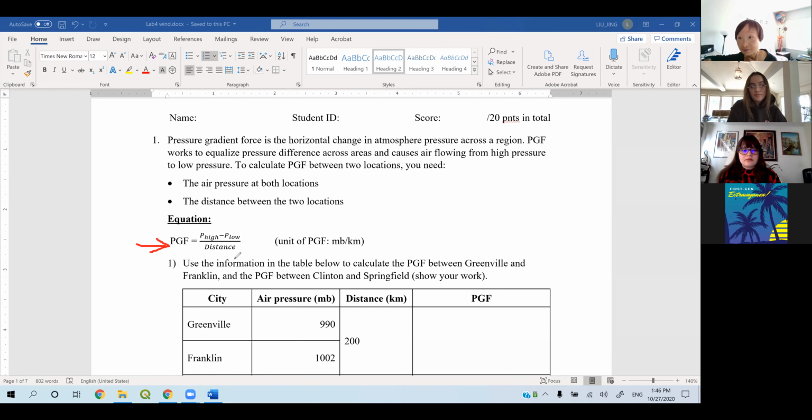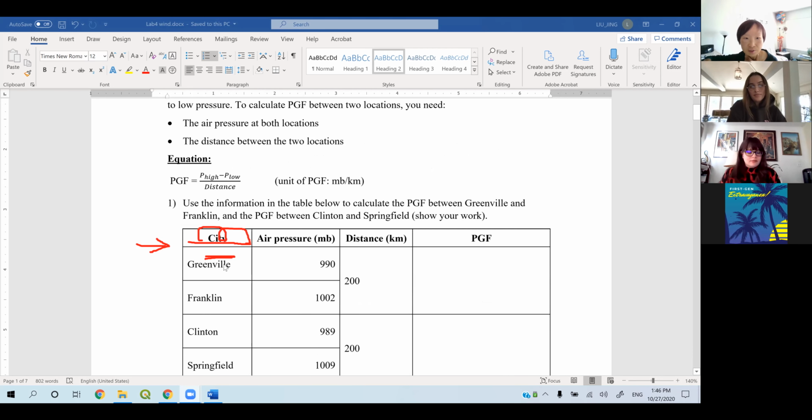This is your pressure gradient force. Basically you use the high pressure minus the low pressure divided by the distance between high and low. That's your gradient. For example, the first one, you have two places, Greenville and Franklin. Which place has high pressure? Which has low pressure? And what's the difference in between? That is your pressure gradient force. Show your work, please.